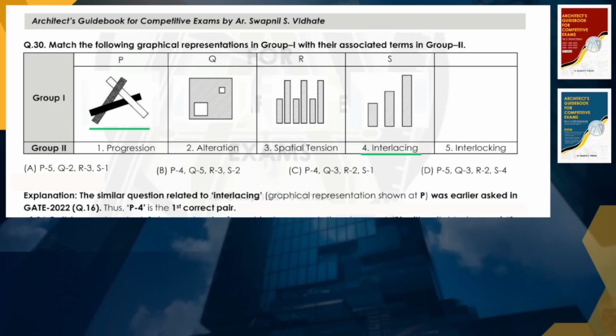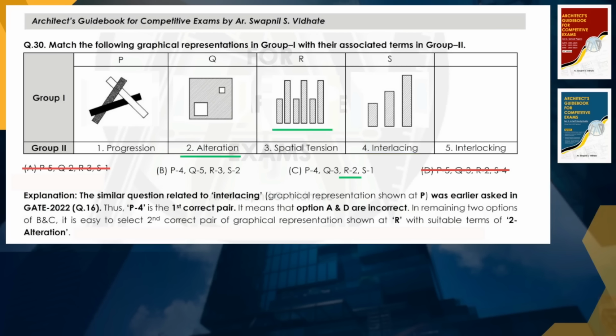The question related to this particular graphical representation was earlier asked in GATE 2022, the recent paper at question 16. Right, so that particular illustration P, it shows the interlacing which is mentioned at serial number 4 in group 2. So P4 is the first correct pair, right? So it means that your option A and option D, which are not showing P4, will be the incorrect one. So we'll ignore these option A and D. Now we'll just focus on the remaining three pairs.